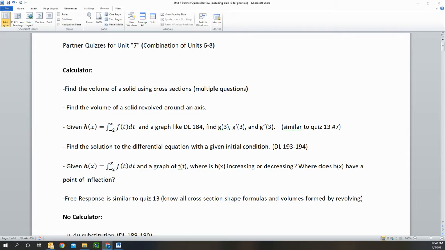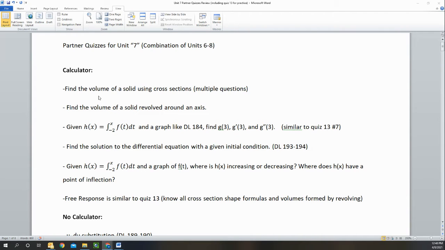But if you wanted to prepare for the Unit 7 partner quiz, it says Unit 7, but the unit numbers don't exactly match where we're at. So this Unit 7 is actually a combination of Units 6 through 8. There are going to be two parts of this. On Monday, there's going to be one section. On Tuesday, there's going to be another section. So we have a calculator portion and a non-calculator portion.